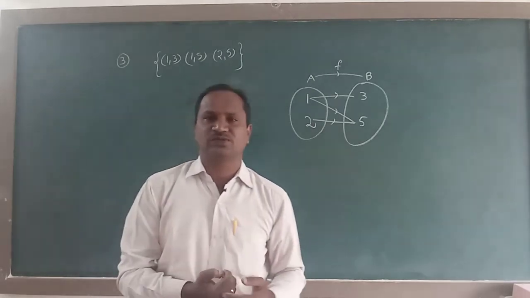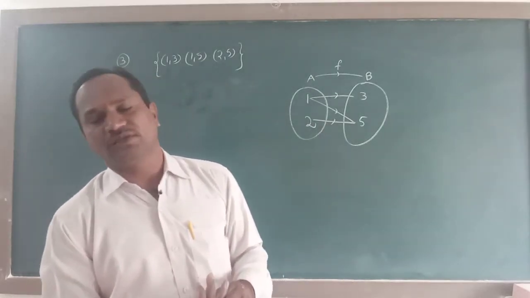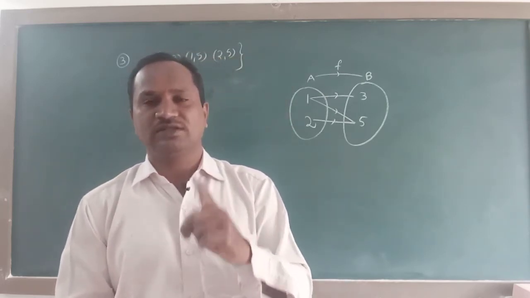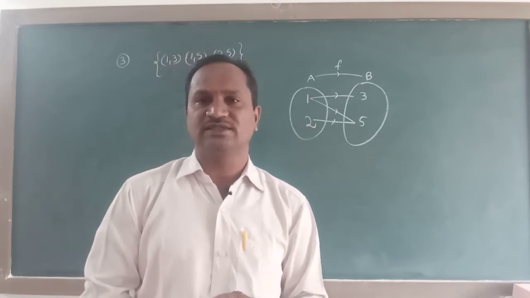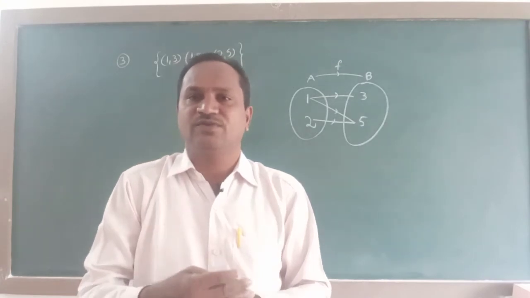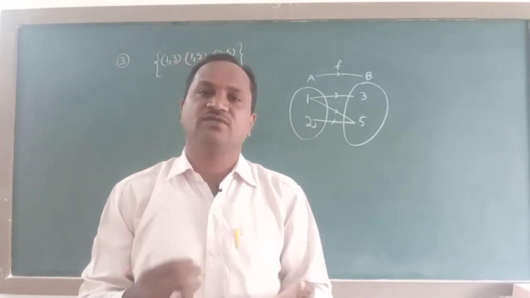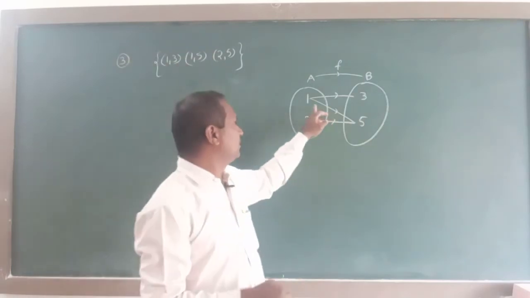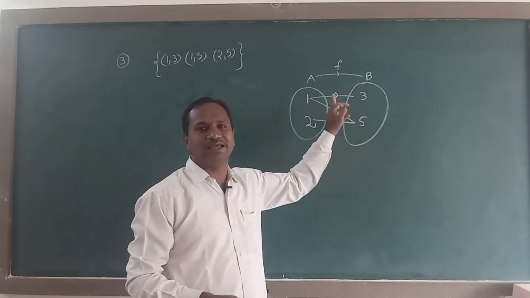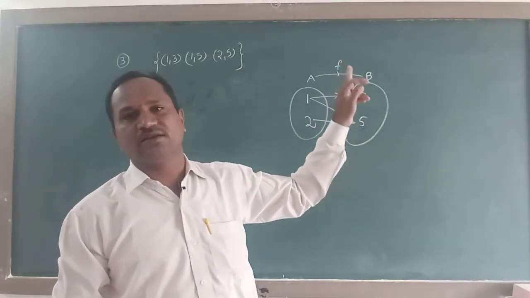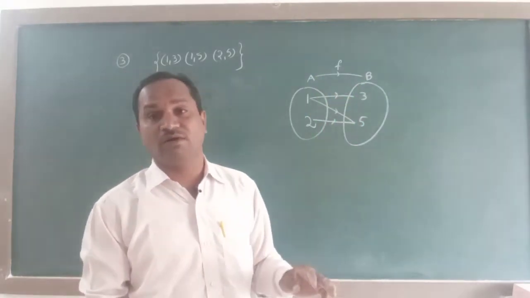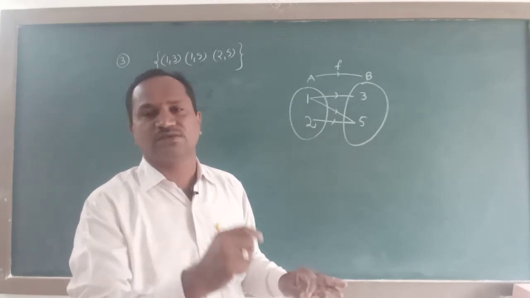Otherwise we can tell like this also. The element 1 of the set capital A contains two images. When any one element contains two or three images, we can tell the first coordinate is repeated twice or thrice. At that time we can tell that the relation does not form a function. Here the element 1 has the two images 3 and 5. That's why f does not form a function. Otherwise, the given relation does not form a function.